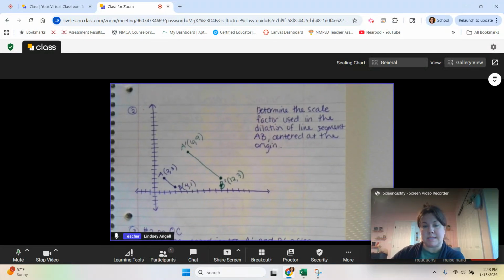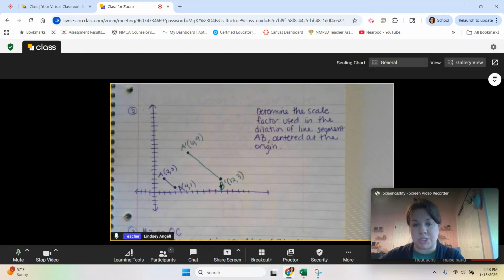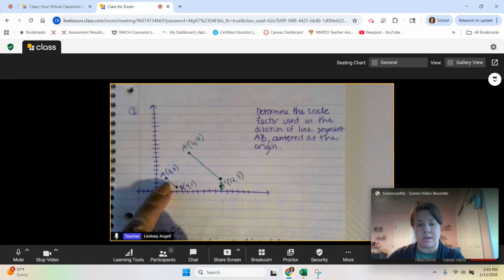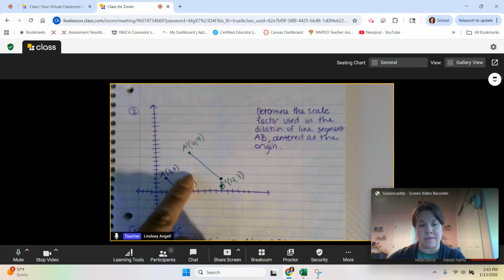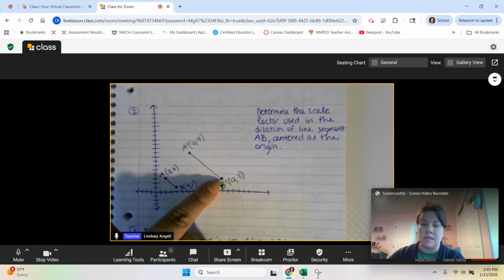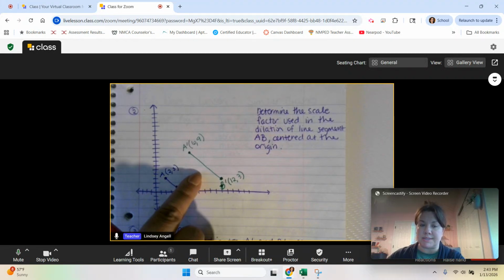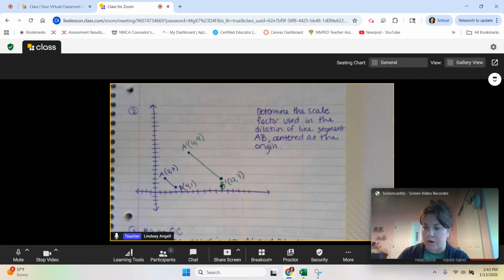With this second example, it says determine the scale factor used in the dilation of line segment AB centered at the origin. So here's this one. We're given A prime, B prime, the new line segment, and we're supposed to determine the scale factor. On the problem before this, we were already given the scale factor and used it to find the second line. This one, we're looking for the scale factor.